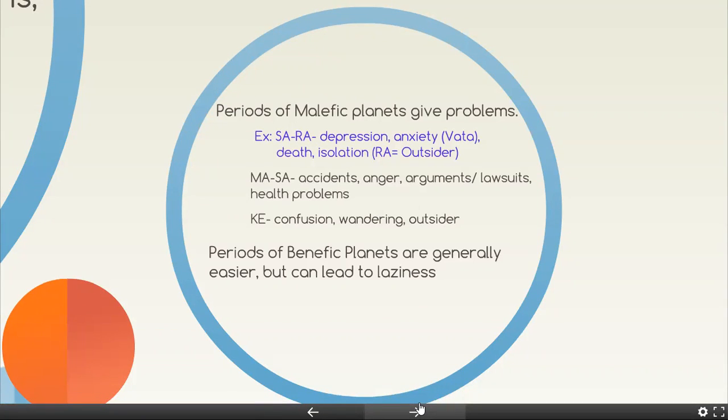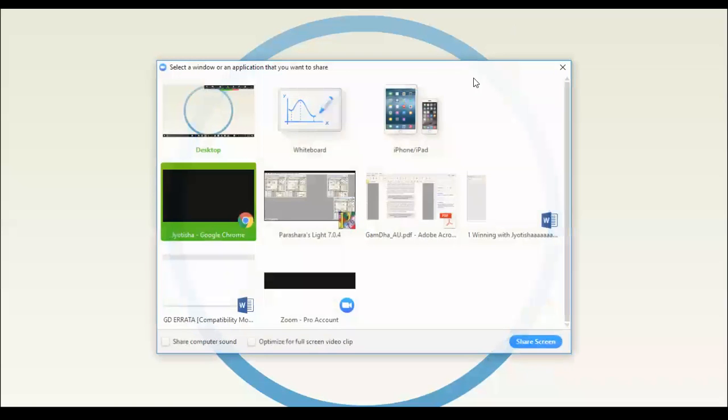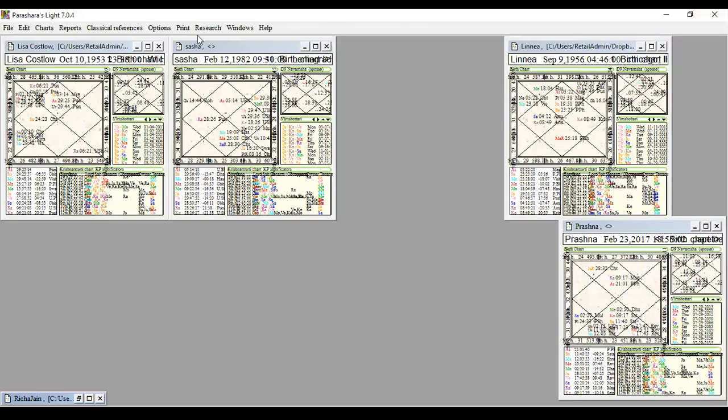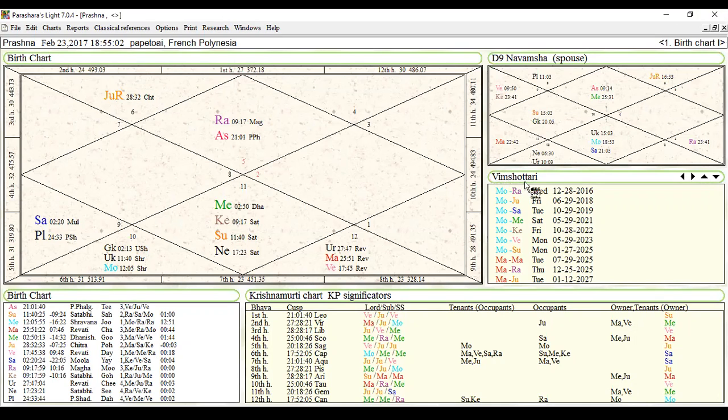And likewise, periods of benefic planets offer their own sort of predictable outcomes. For those of you who are not familiar with what I'm talking about, let me show you here in the chart. What I'm talking about when I say periods is what's called the Vimshottari Dasha. Vimshottari is a very fancy $50 word that simply means 120.